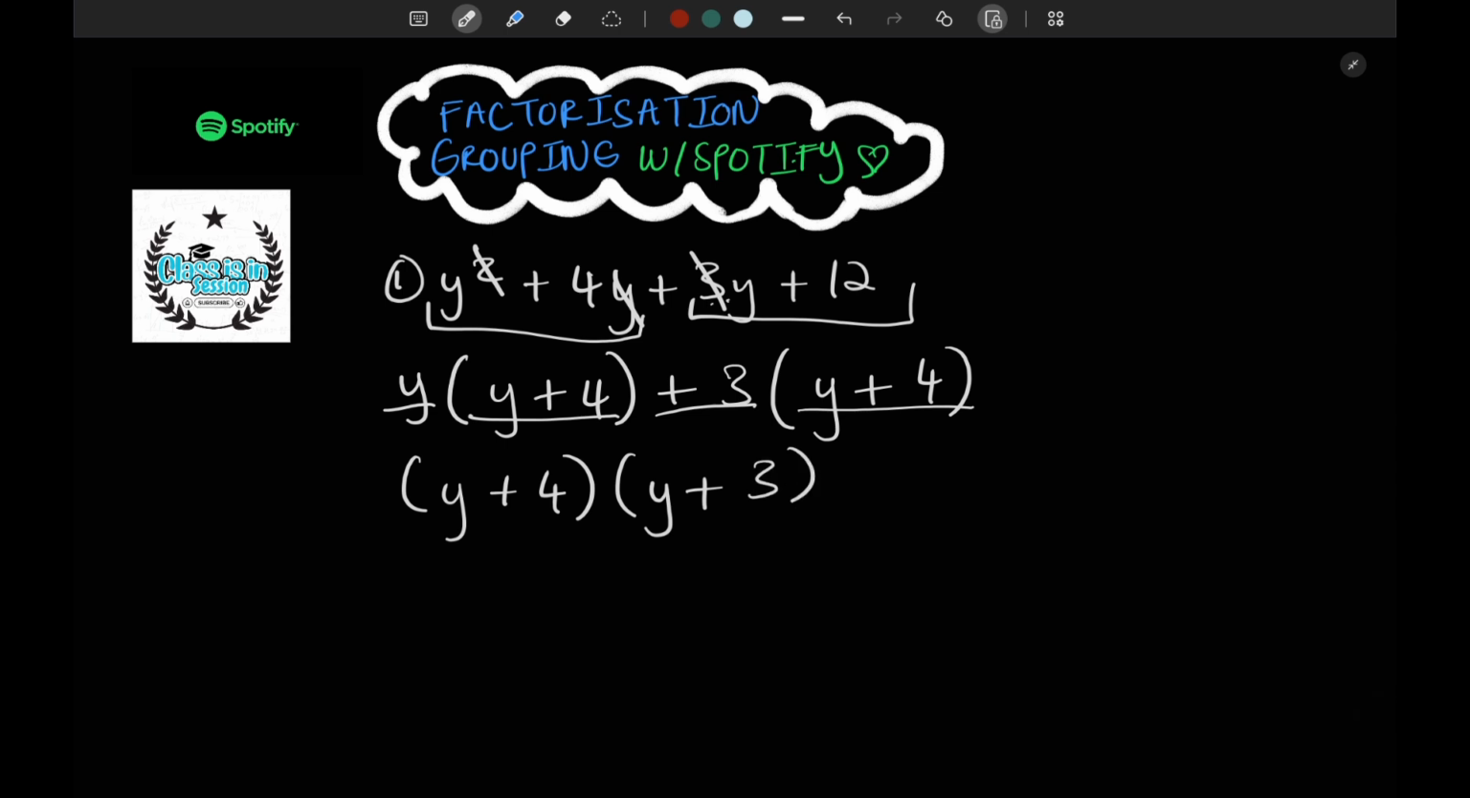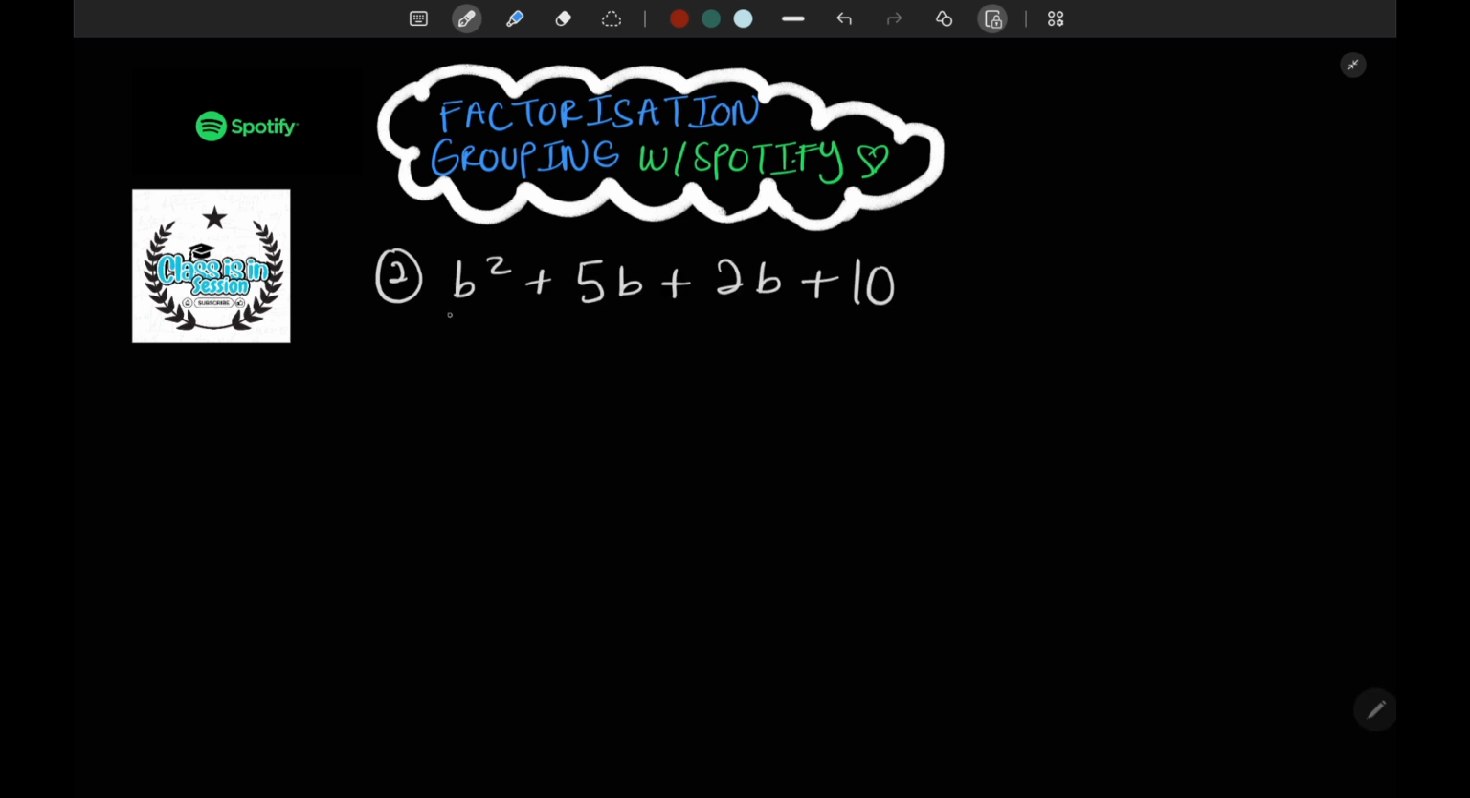Now let's do the second example. Let's do b squared plus 5b plus 2b plus 10. What's the first step? Factorize the first two terms. What's common here? B. So you write your b, open a bracket, b squared, take out 1, you're left with b, plus 5, b divided by b, 1.